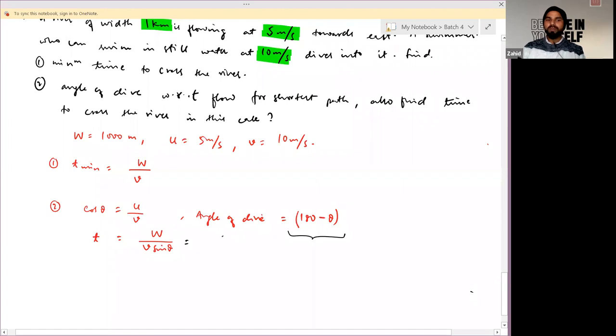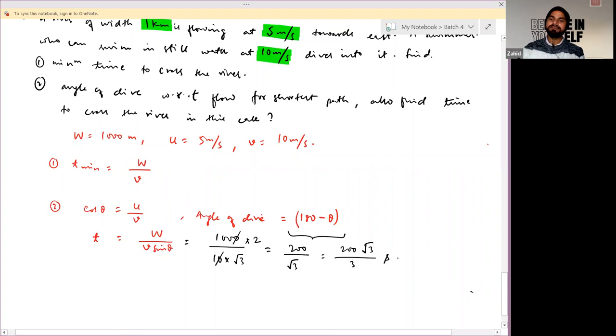The width of the river is 1000 meter, the velocity of the swimmer is 10, and sine of 60 degrees is root 3 by 2. This 0 and this 0 will cancel out, so you'll get 200 divided by root 3, or you may rationalize it to get 200 root 3 divided by 3 seconds.